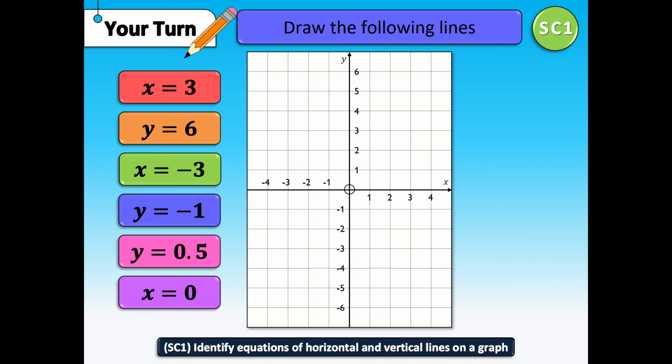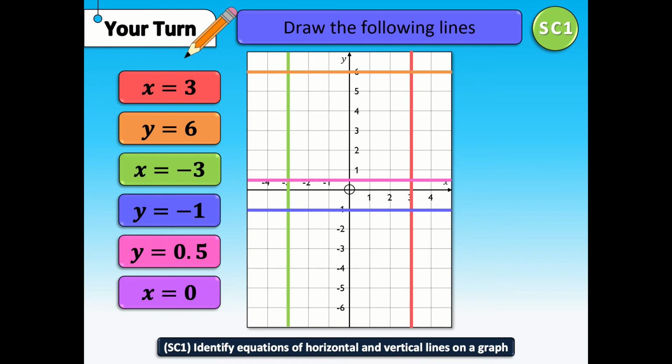Here are your answers. So x equals 3 looks like this. y equals 6 looks like this. x equals minus 3 looks like this. y equals minus 1 looks like this. y equals 0.5 looks like this. And x equals 0 looks like this.